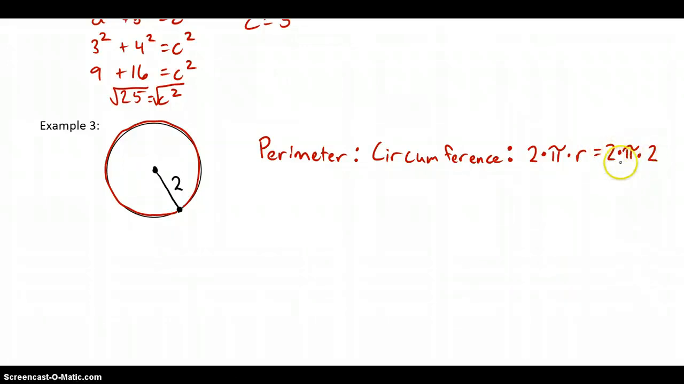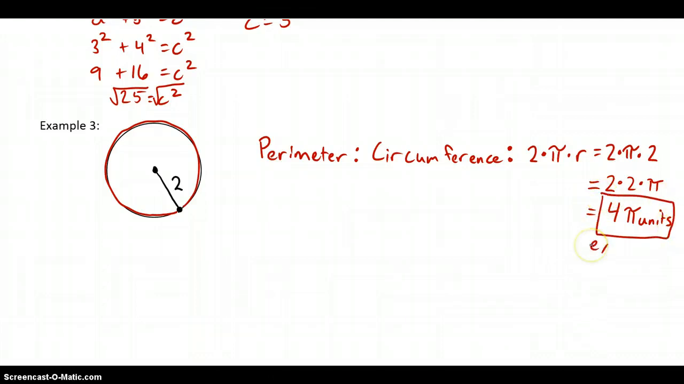Now to simplify this, if this was 2 times x times 2, I'd just multiply the 2 and the 2. If it's 2 times pi times 2, again, all I'm going to do is multiply the 2 and the 2. I can switch the order in which I multiply. I can rewrite this as 2 times 2 times pi, which turns into 4 pi. Again, I don't have a unit, so I'm just going to say 4 pi units. This is my exact answer. It's in terms of pi.